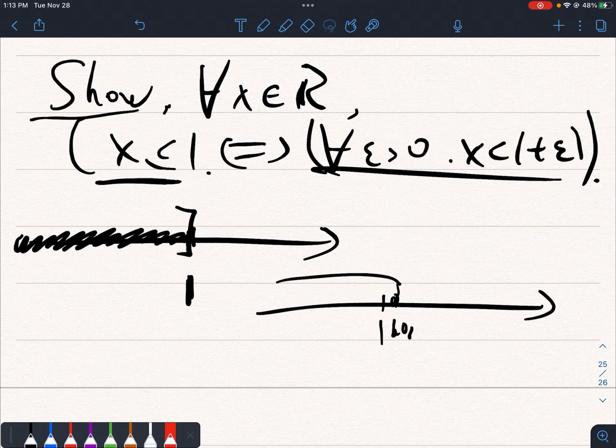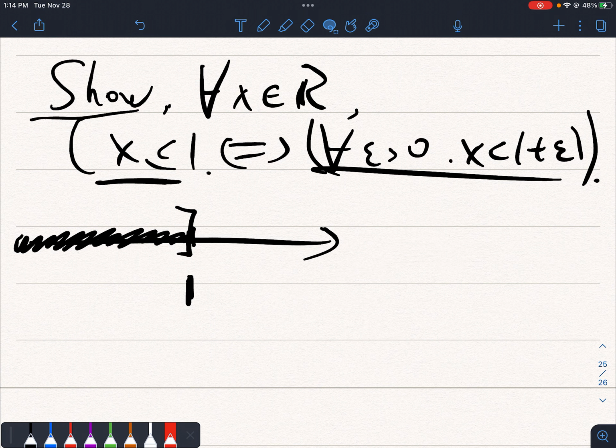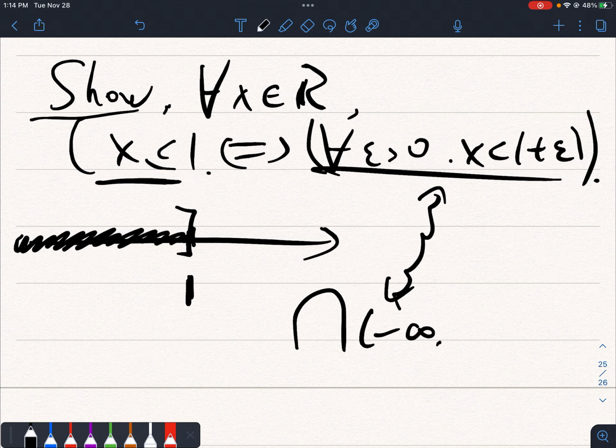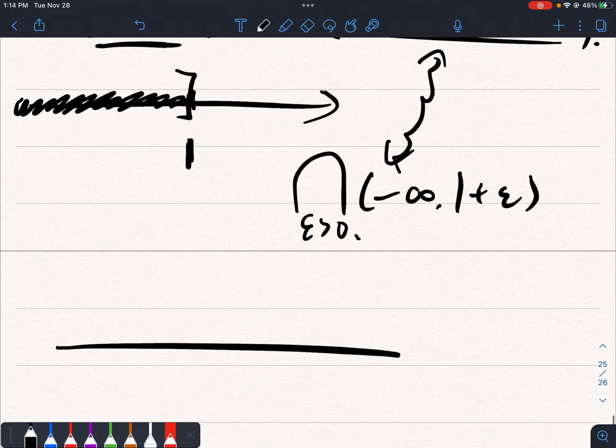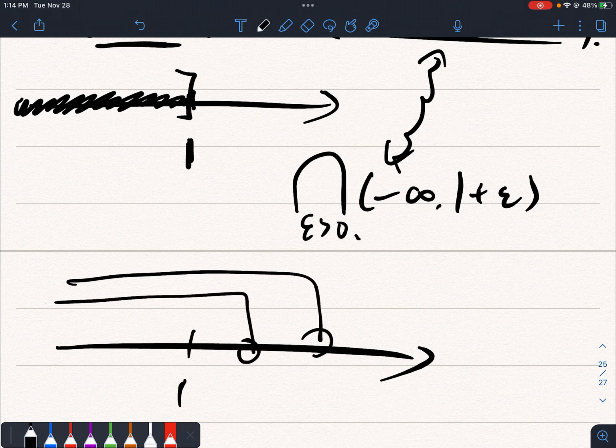1.01. It's less than 1.0, but also it's less than 1.001. So which means, if you look at the set of all the x, then this actually corresponds to the intersection of all the open intervals from negative infinity to 1 plus epsilon, where epsilon is a positive number. But maybe for some beginners, it makes the question even more complicated.